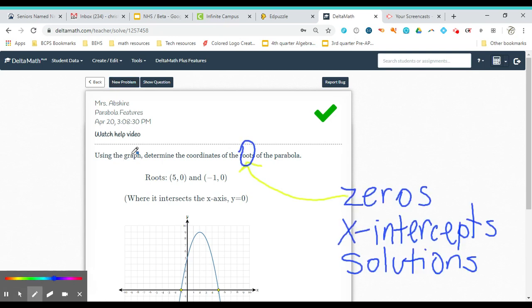Just a reminder, in this kind of question, determine the coordinates of the roots of the parabola, it could be reworded: determine the coordinates of the zeros, determine the coordinates of the x-intercepts, or determine the coordinates of the solutions for the quadratic function.